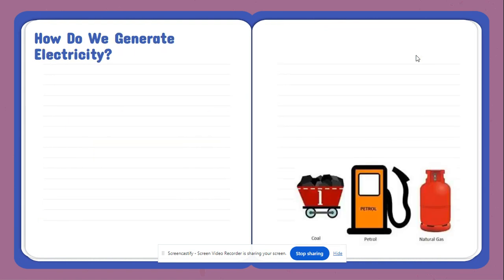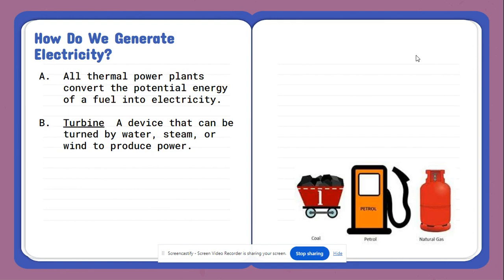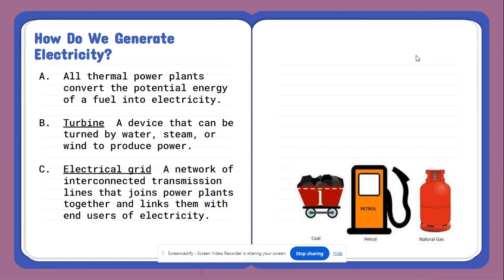How do we then wind up generating electricity from the combustion of all of our different fossil fuel types? Well, all thermal power plants are going to convert the potential energy stored within the bonds of fossil fuels and turn that eventually into electricity. So a big part of that is actually using turbines, which is a device that's going to look similar to, let's say, the blades of a fan. The turbine can be used to turn things like water, steam, or even wind, and this eventually will produce power. That power or electricity will then be used in a network of different transmission lines to eventually deliver that power all over a city or maybe a suburb via an electrical grid.